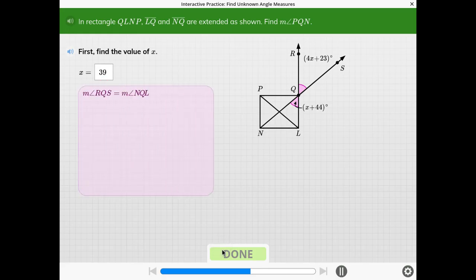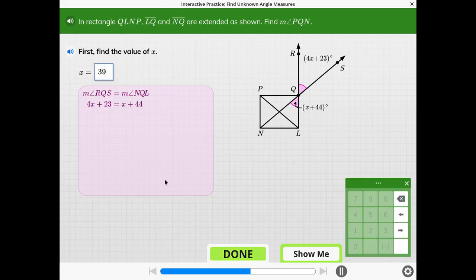The measures of angles RQS and NQL are equal. Write an equation you can solve for x. And also, we know the measures are the same. But that means we cannot solve it because there is no real true value to solving it.